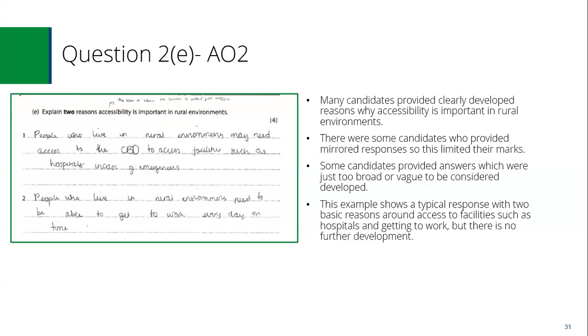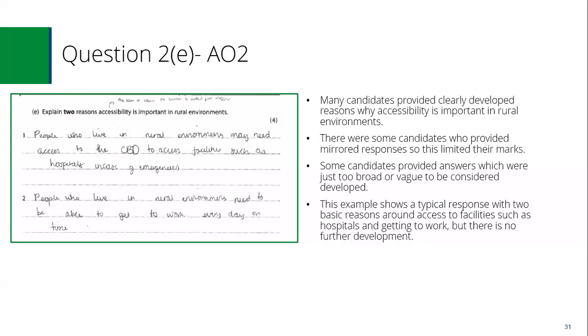Here, in terms of 2E, explain 2 reasons accessibility is important in rural environments. Many candidates provided clear, developed reasons why accessibility is important in rural environments. There were some candidates who provided mirror responses, so this limited their marks, as we've mentioned earlier. So important for access to towns and cities for residents, and important for businesses to access towns and cities, those sort of answers need to be much more distinct. Some were too broad, too vague to be considered developed as well.